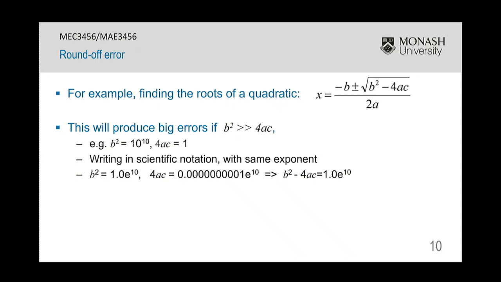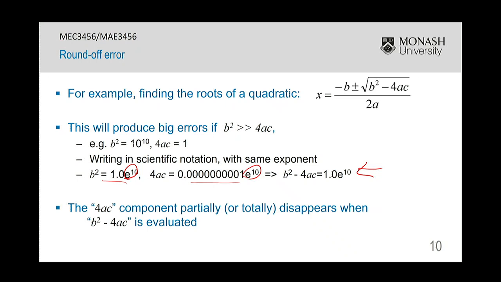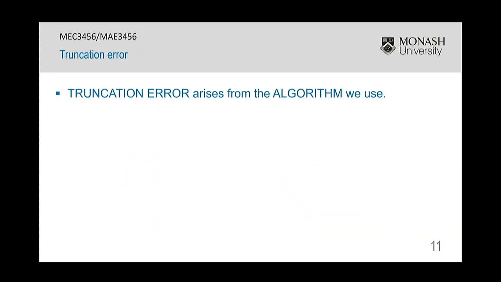4ac is equal to 0. There's a whole bunch of zeros there. And when we subtract these numbers here, remembering that we've got to keep these exponents the same, this thing here is so small that it won't even register against this big number here. So when we do the subtraction, we actually end up with b squared. So the 4ac part partially or probably totally disappears when we evaluate this. So then we're going to get round-off error.